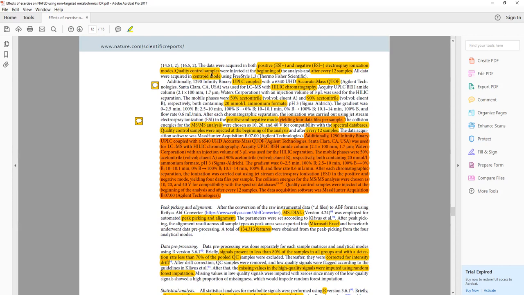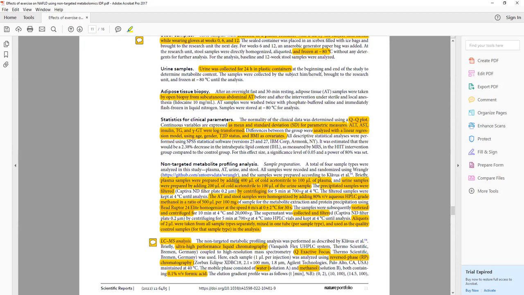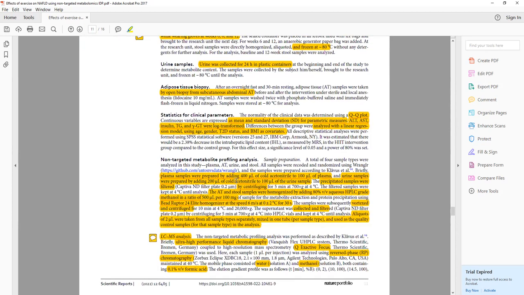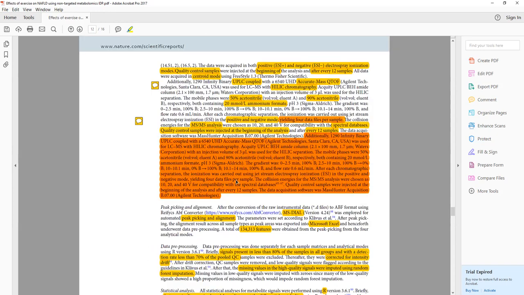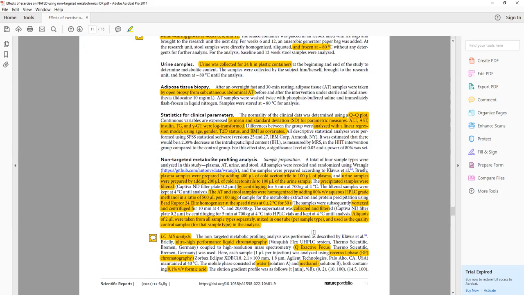The QC samples. I think I somewhat missed the QC samples, somewhere where they actually discuss how they make up the QC samples. I missed this. So, quality control. You use it to see if you are consistent, if your system is consistent and if your method is consistent.